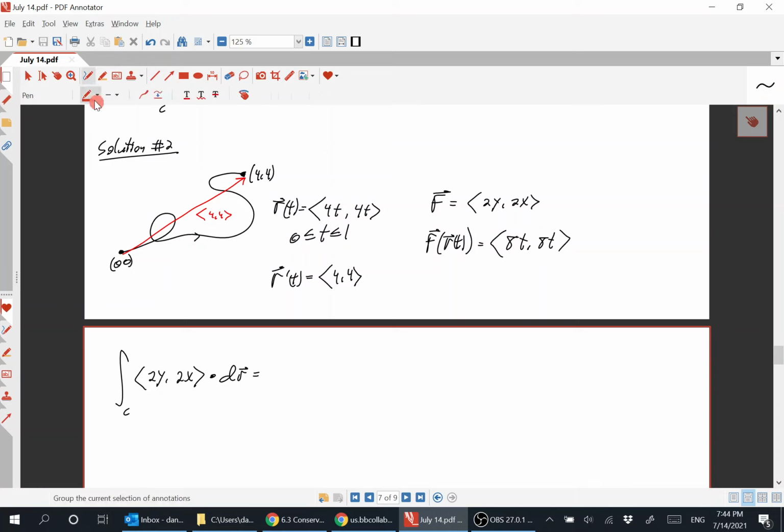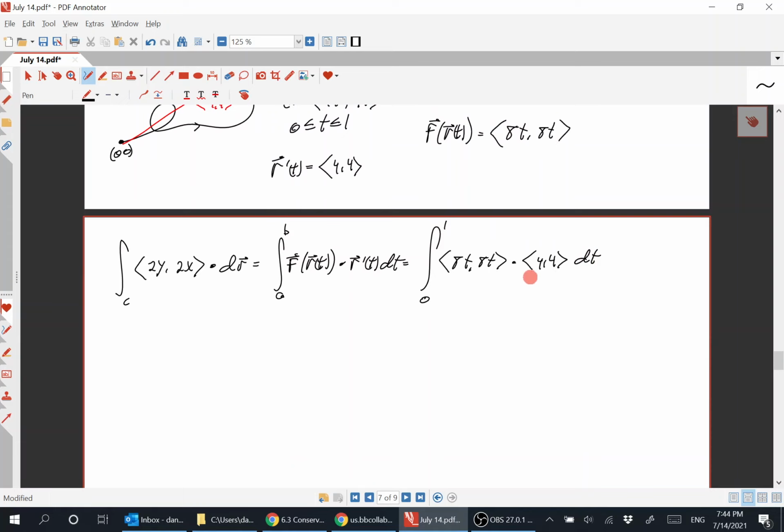So this is equal to the integral from A to B of f of r of t. Now just doing a straight calculation of this vector integral. So this is the integral from 0 to 1. F of r of t is 8t, 8t dot r prime is 4, 4 dt. So this is 4 times 8, 32, so that's 64t. So this is 32t squared. The antiderivative from 0 to 1 is 32. Same answer, right? Same answer.